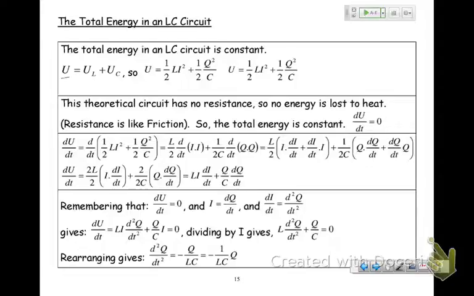So our total energy equals the energy in the inductor plus the energy in the capacitor, and the energy in the inductor is given by that, and the energy in the capacitor is given by that.